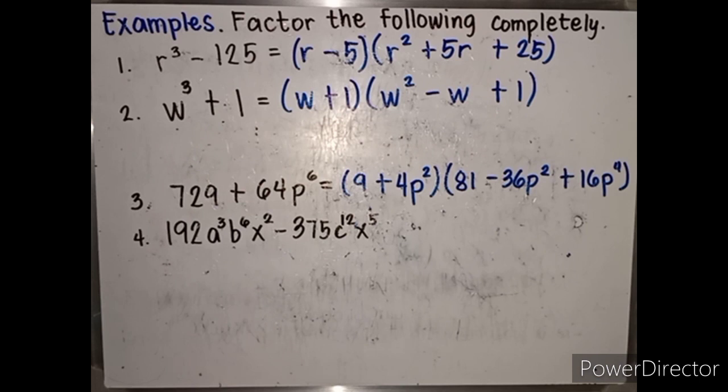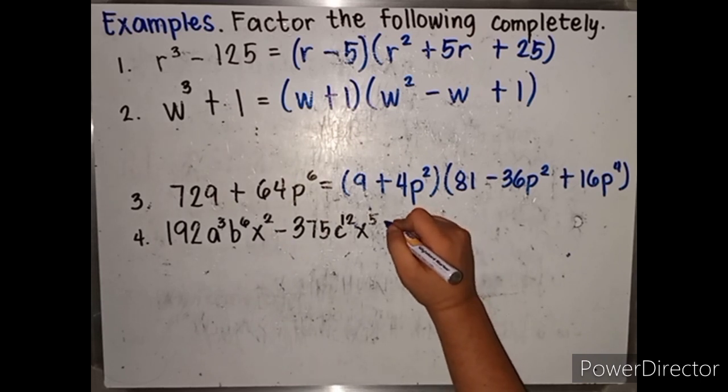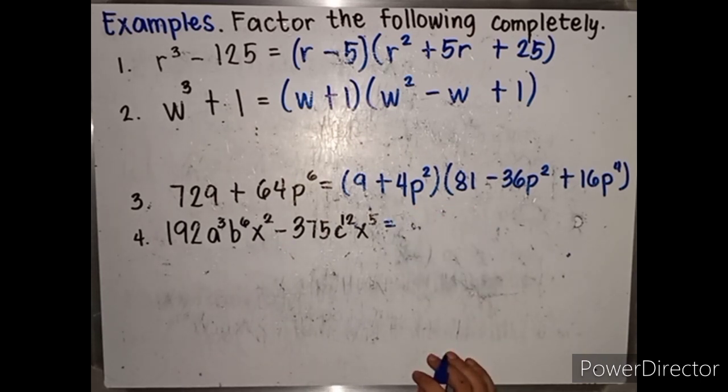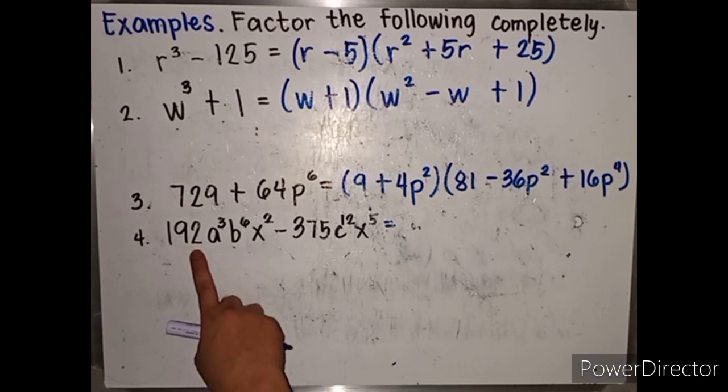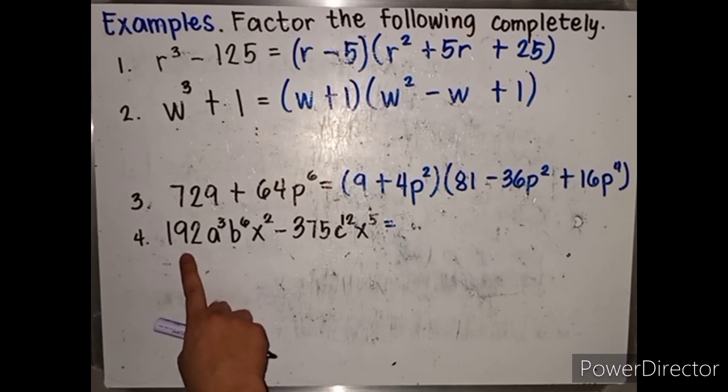Okay, number 4. For number 4, 192 is not a perfect square number, pati yung 375. Tapos, pag i-inspect natin, A, B, tapos may X, tapos meron pang X dito. So, therefore, ano kayang gagawin? Okay, so kukuha muna tayo ng GCMF. Okay, so 192, I think this is divisible by 3. Pag inad natin, 1 plus 9 plus 2, that is 12. 12 is divisible by 3, that's why 192 is divisible by 3.